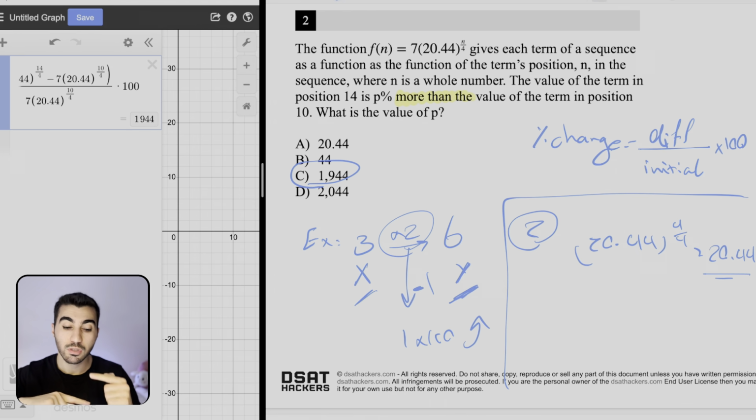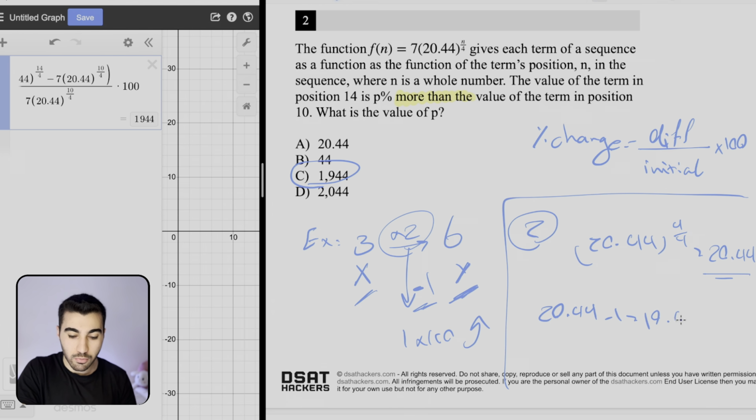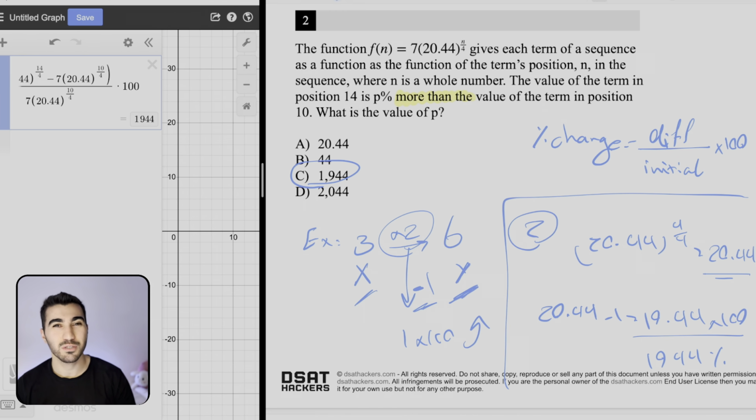So because we're looking for the more than, we want to do as we did here. We want to do 20.44 minus 1, which is 19.44. Now we found the change, how much it changed. Then when you multiply this by 100, you get the percent, right? We found it in percent. So again, choice C is the correct answer for this question.